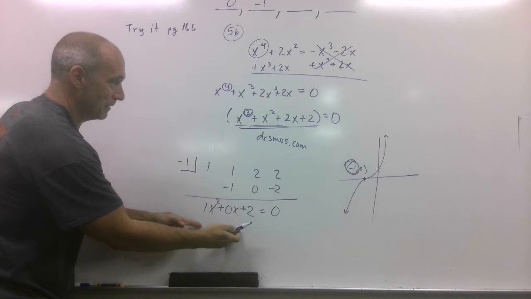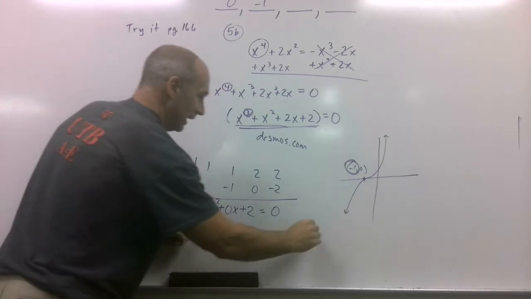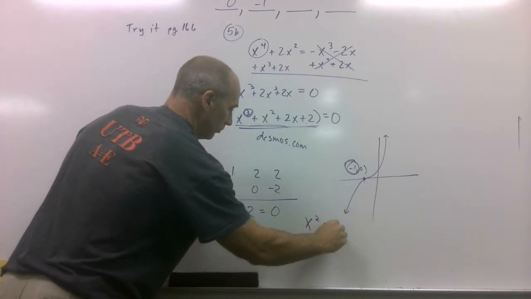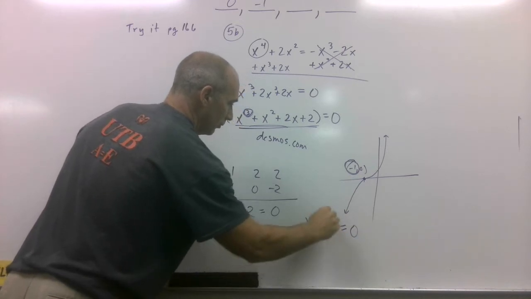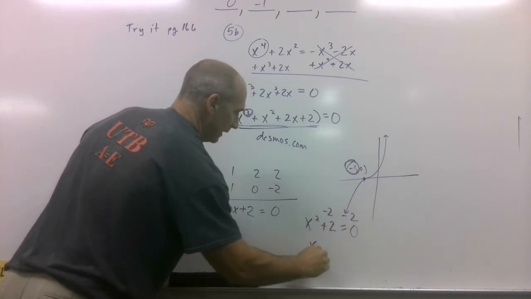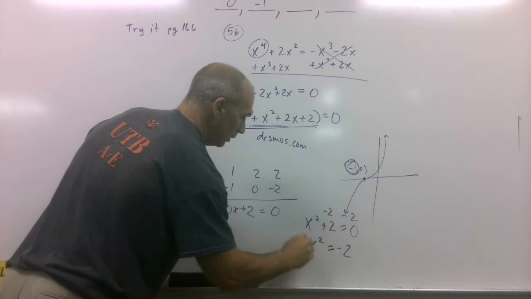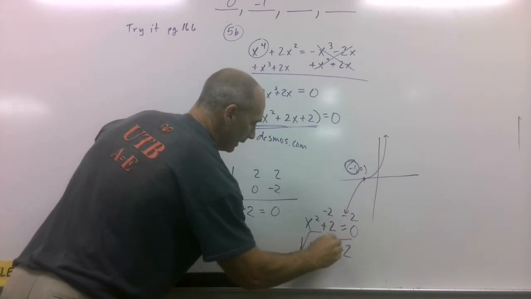Now, what does that mean? Well, it's the same thing as x squared plus 2 is 0. So if I subtract 2 from both sides, I get x squared is negative 2. Bada boom, bada bang, do the right thing.